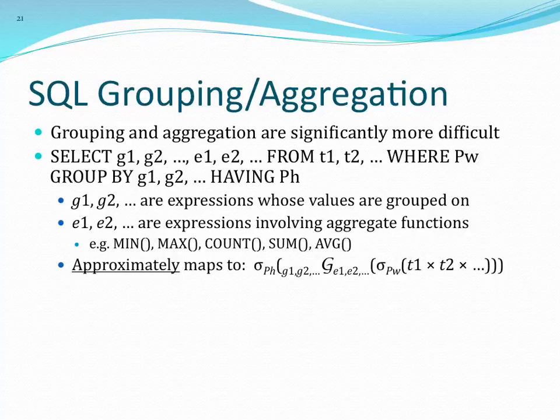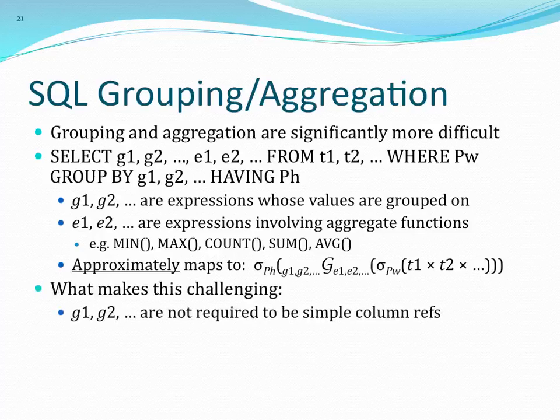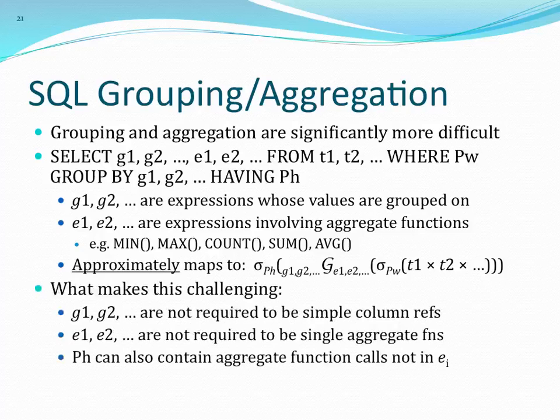The problem is the G's and the E's that we have to figure out. They're not required to be simple column references, and E1 and so forth are not required to be aggregate functions. And the having predicate is also allowed to contain aggregate expressions as well.